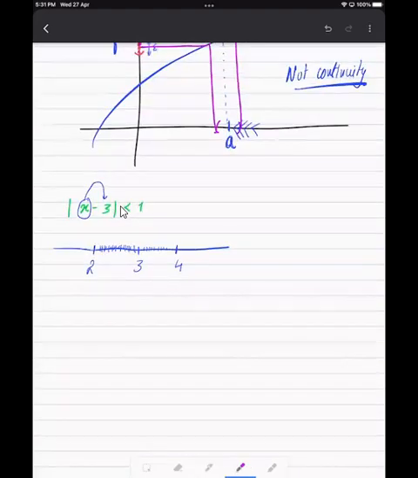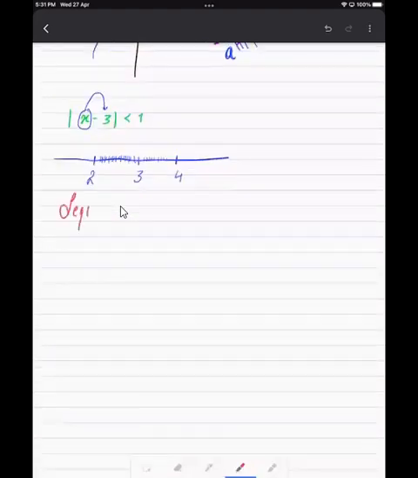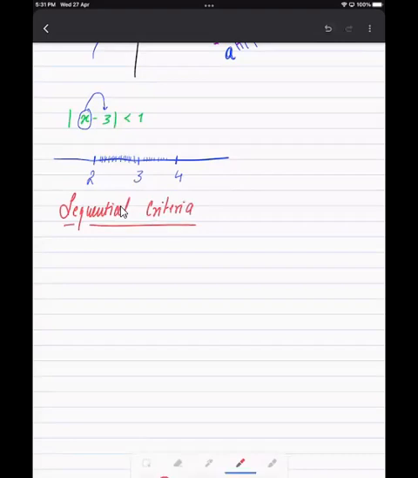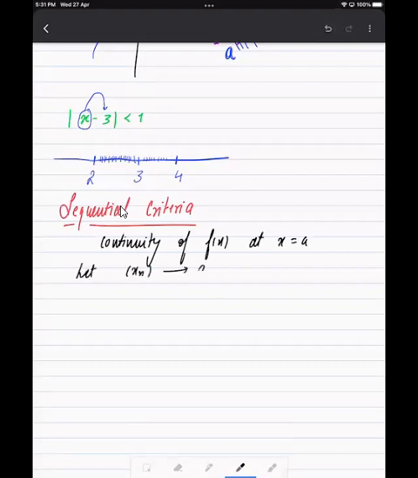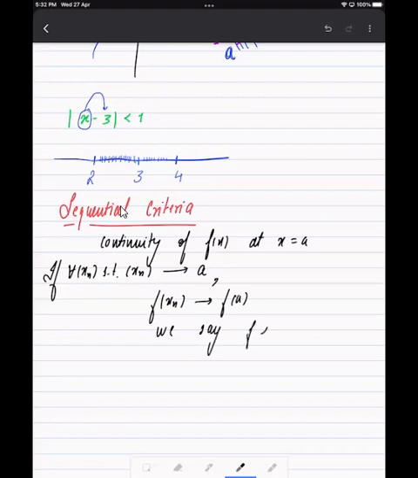So in sequential criteria, I want to check the continuity of a function at x equals A. What I'll do is let xn converge to A. If for all xn such that xn converges to A, f of xn converges to f of A, we say f is continuous at x equals A.